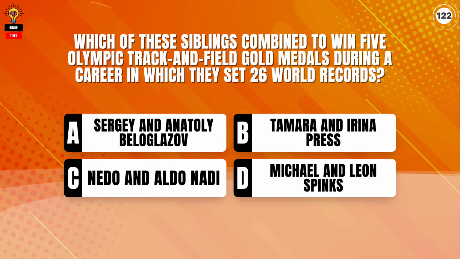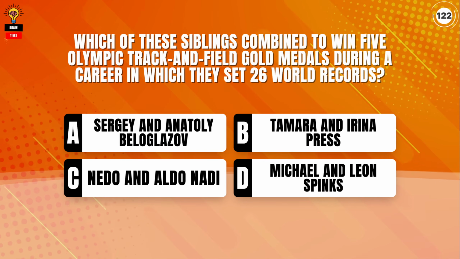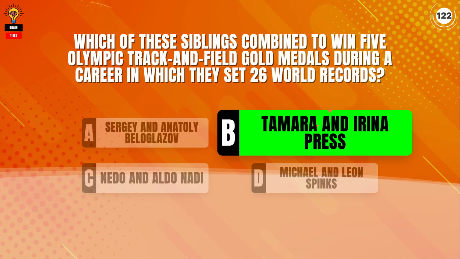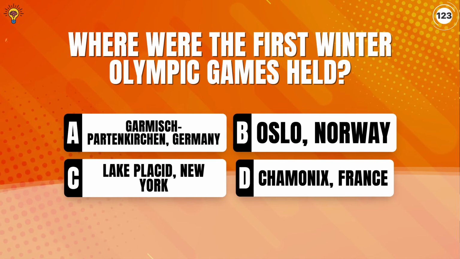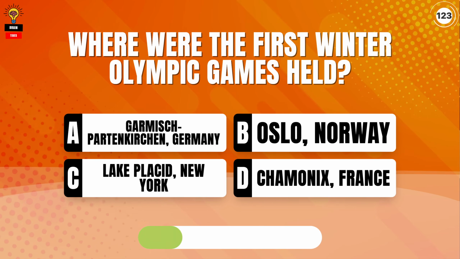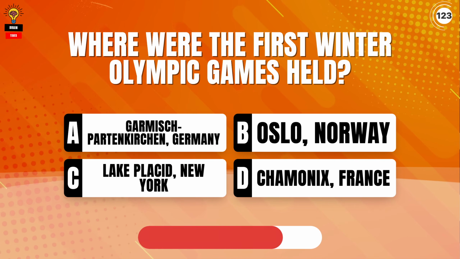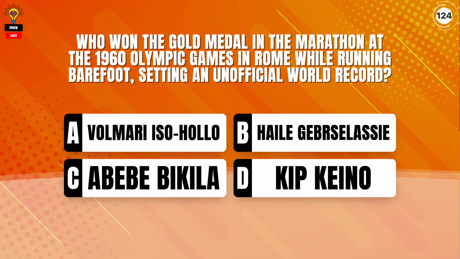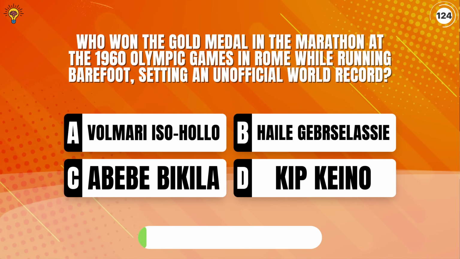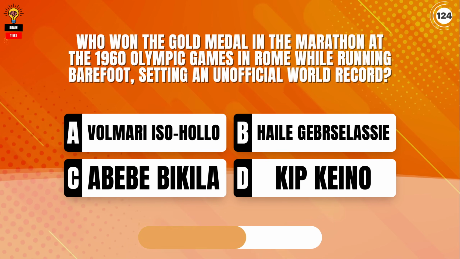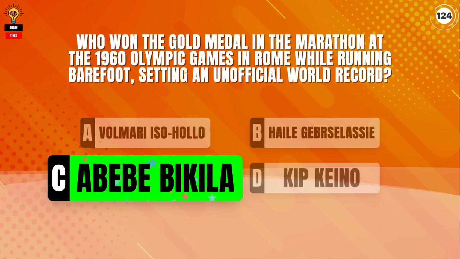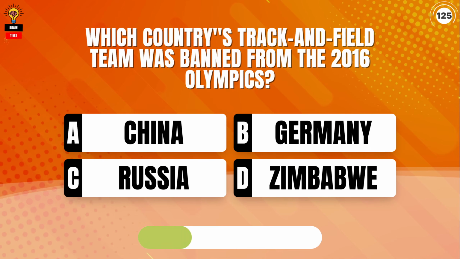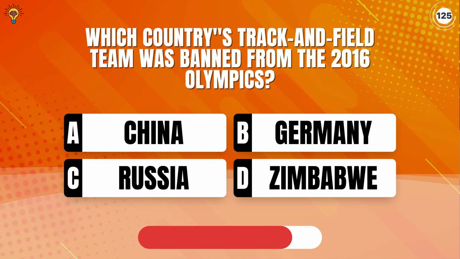Which of these siblings combined to win 5 Olympic track and field gold medals during a career in which they set 26 world records? Tamara and Irina Press. Where were the first Winter Olympic Games held? Chamonix, France. Who won the gold medal in the marathon at the 1960 Olympic Games in Rome, while running barefoot, setting an unofficial world record? Abebe Bikila. Which country's track and field team was banned from the 2016 Olympics? Russia.